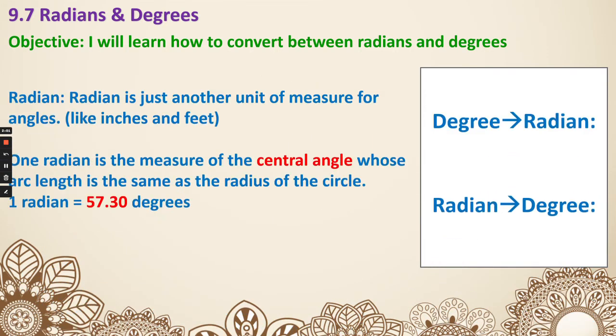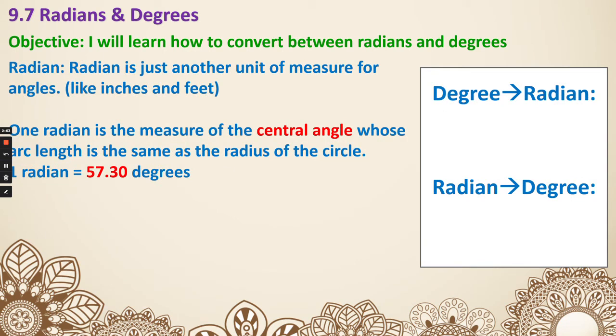So let's have a look at the definition. It's just another unit of measure for angles. Just like inches and feet, they're just a measure of length, but they're different. But they're related. So our radian, 1 radian is the measure of the central angle whose arc length is the same as radius of the circle. We just got that is 180 over pi, and if you actually divide, that's going to give you this number, 57.30 degrees.